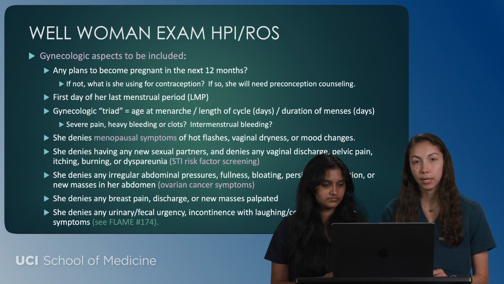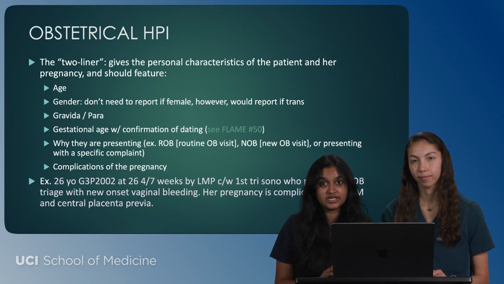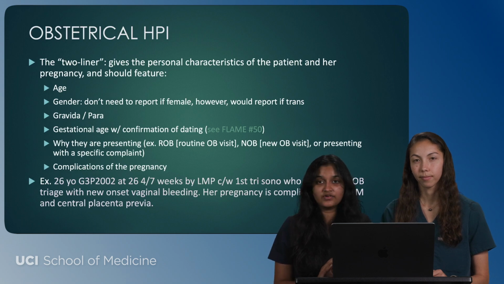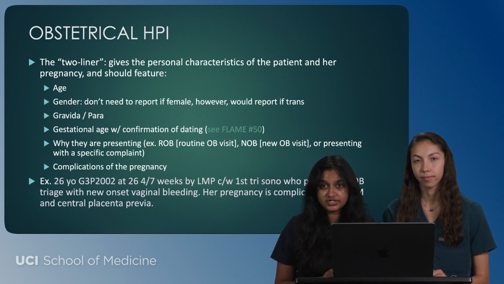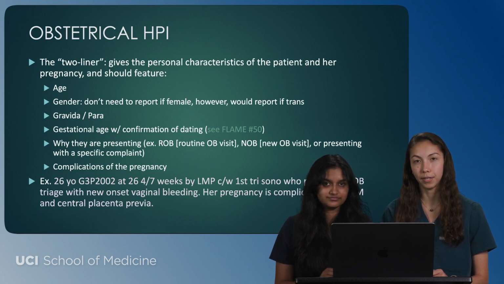And if you want more information on some of the things you can be asking, you can refer to slide 12 in lecture 1. Okay, so now that we've collected some information, let's talk about how to present this information, specifically how to present the obstetrical HPI. This is going to be a 2-liner incorporating everything we've already gone over: the patient's age, their G's and P's, their gestational age, and how this gestational age was determined.